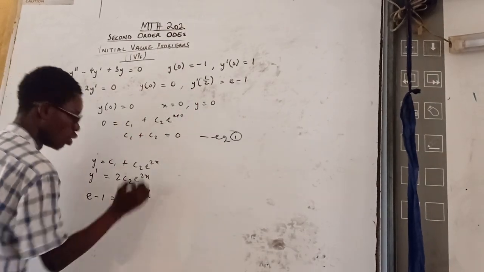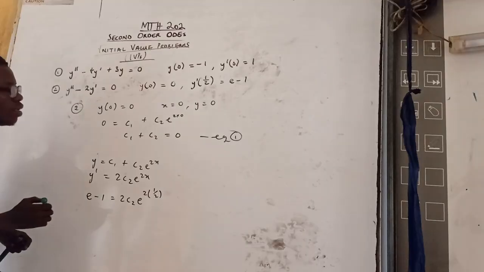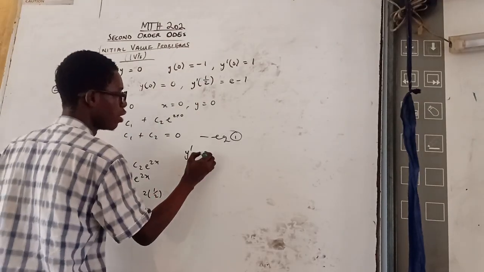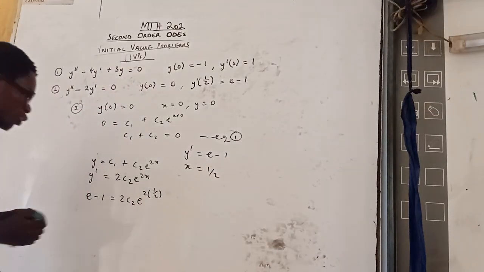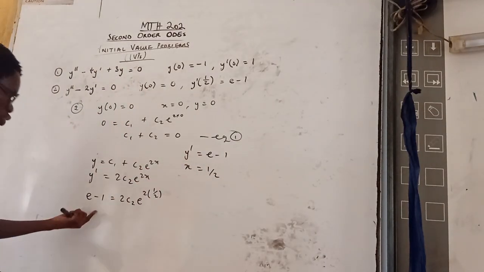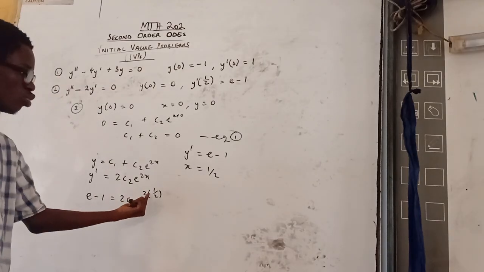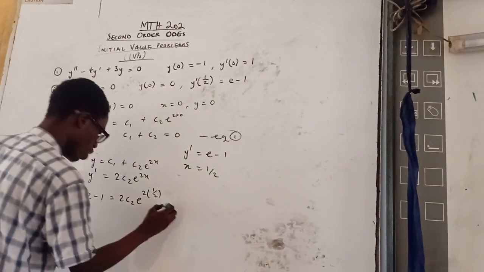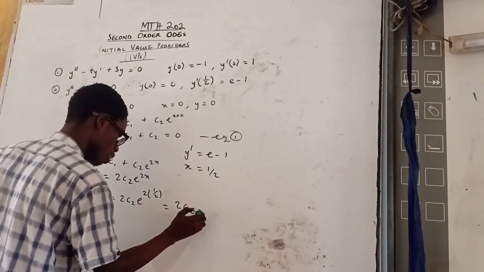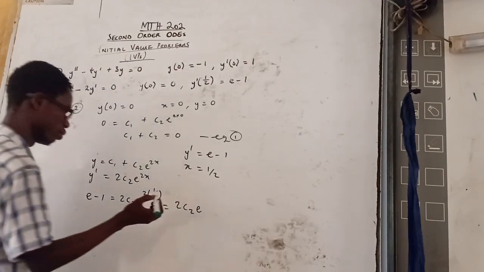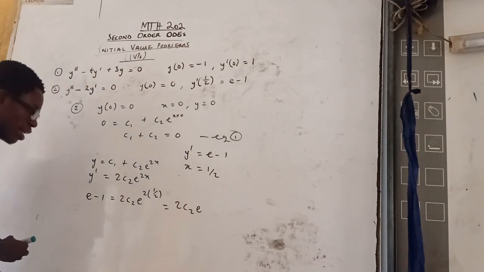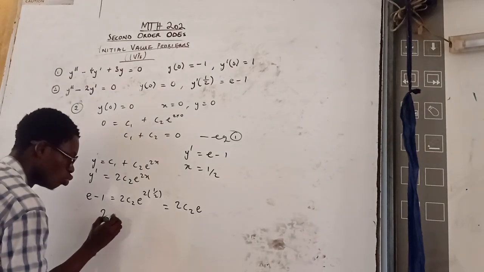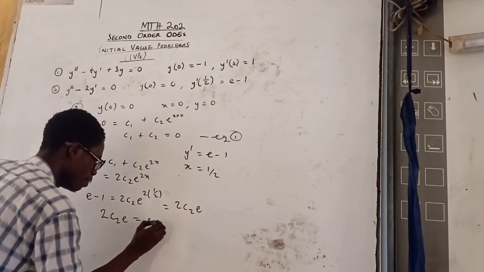What's our x at this point? 1 over 2. What this means is that y prime equals e minus 1 when x equals 1 over 2. So you substitute into this. So y prime, e minus 1, equals 2c2 e raised to the power 2, x is 1 over 2. So it means e minus 1 equals 2c2 e raised to the power 1, and e raised to the power 1 is e. So we can write it as 2c2 e equals e minus 1.